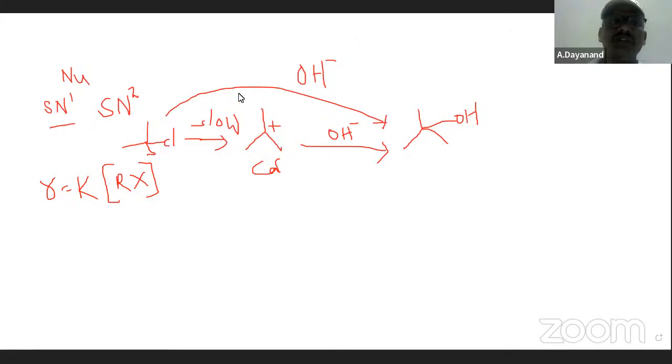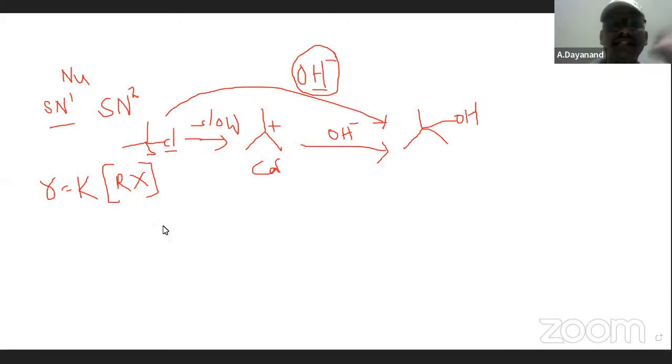What is a nucleophile? A nucleophile has affinity or attraction towards positive charge. That is why it is called a nucleophile. Here, Cl is there as well as OH minus. This Cl, chloride, is called a leaving group. If you see the Sn2 reaction, there you are going to come across this leaving group. Here, this Cl is the weak nucleophile, whereas this OH is the strong nucleophile.